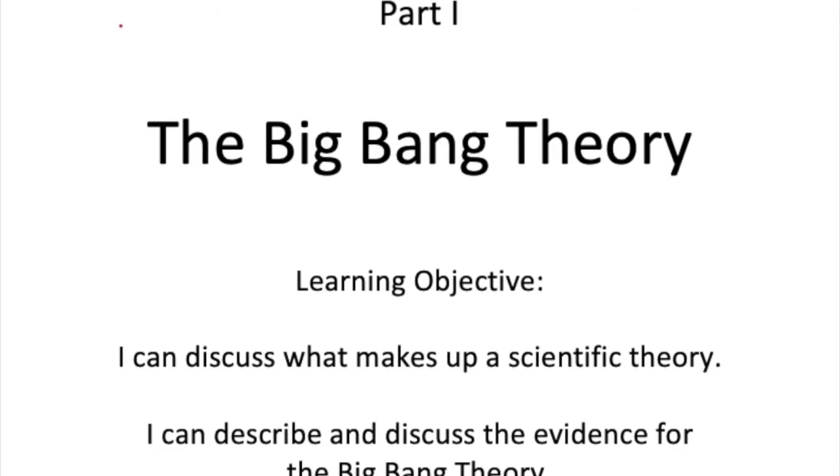Today we're going to be looking at where we came from. This is part one of a two-part series, so this is going to look at the Big Bang Theory. The Big Bang Theory describes what we observe and the empirical evidence we have for where the universe came from about 15 billion years ago.